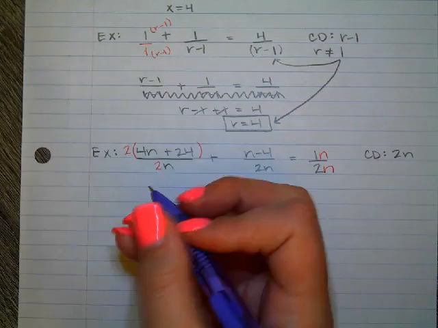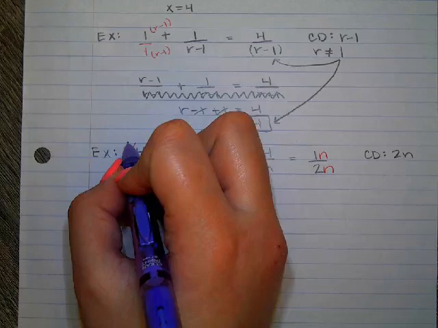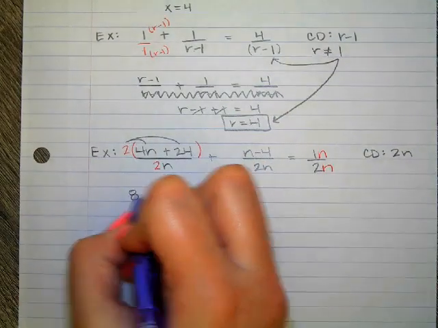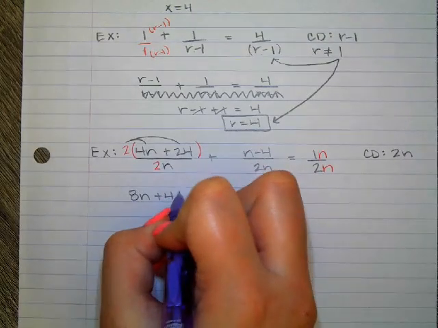I'm going to go ahead and write down everything we have. So I'll distribute that too. We have 8n plus 48 over 2n.